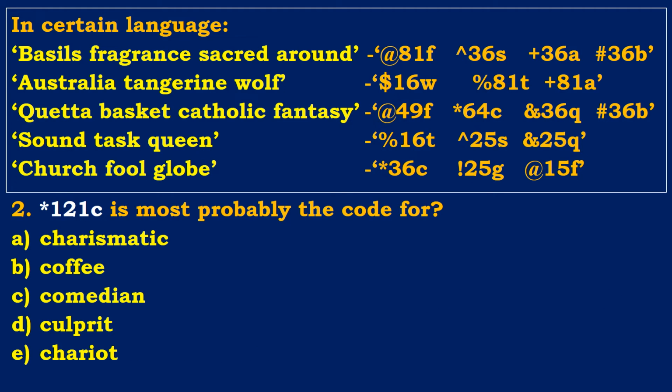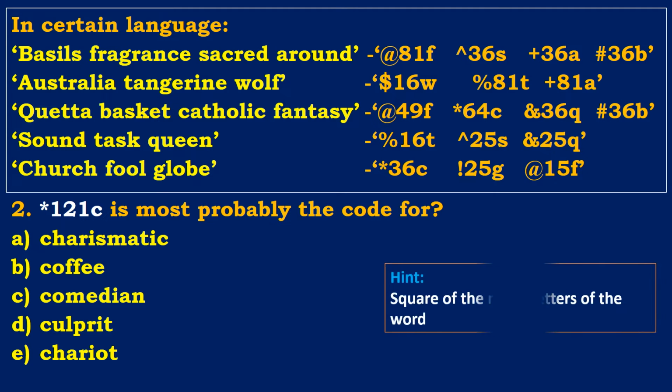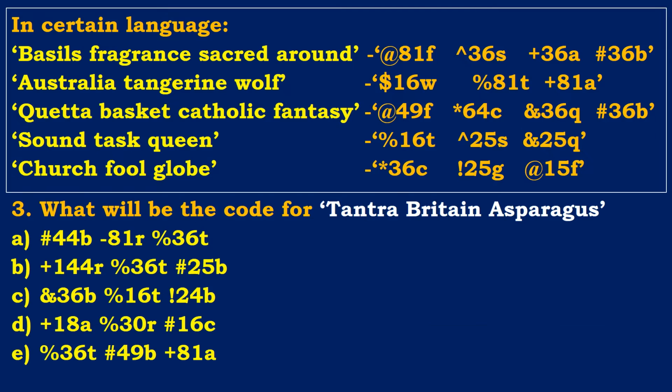2. Asterisk 121C is most probably the code for the word where the number 121 represents an 11-letter word that begins with C, hence option A is correct. 3. What will be the code for Tantra, Britain, Asparagus? Tantra is a 6-letter word that represents 36T. Britain is a 7-letter word that represents 49B.